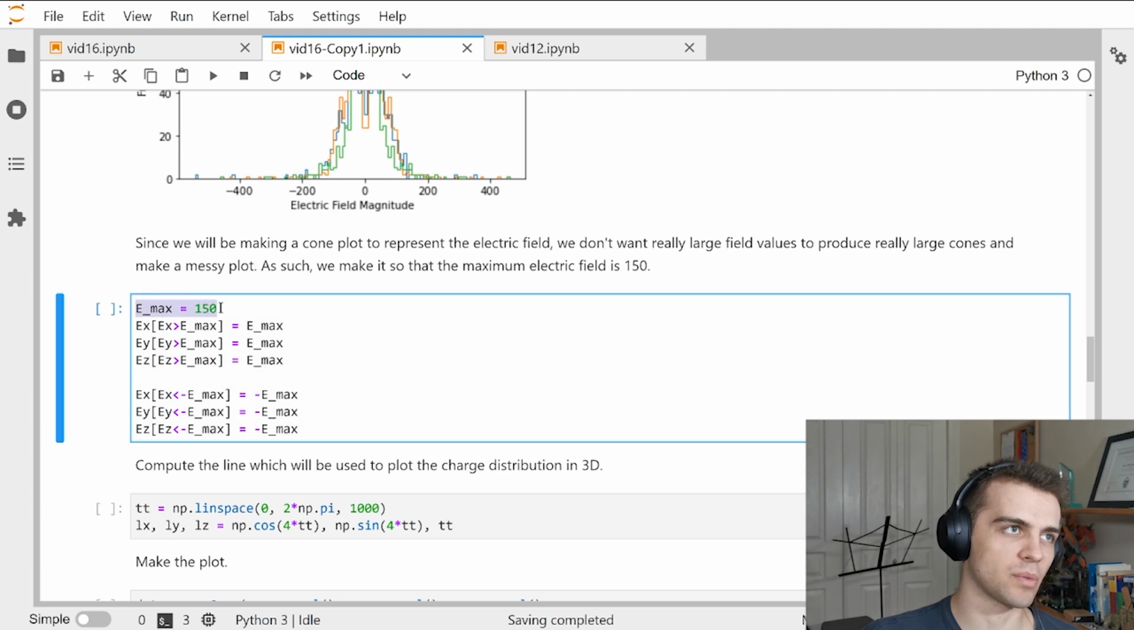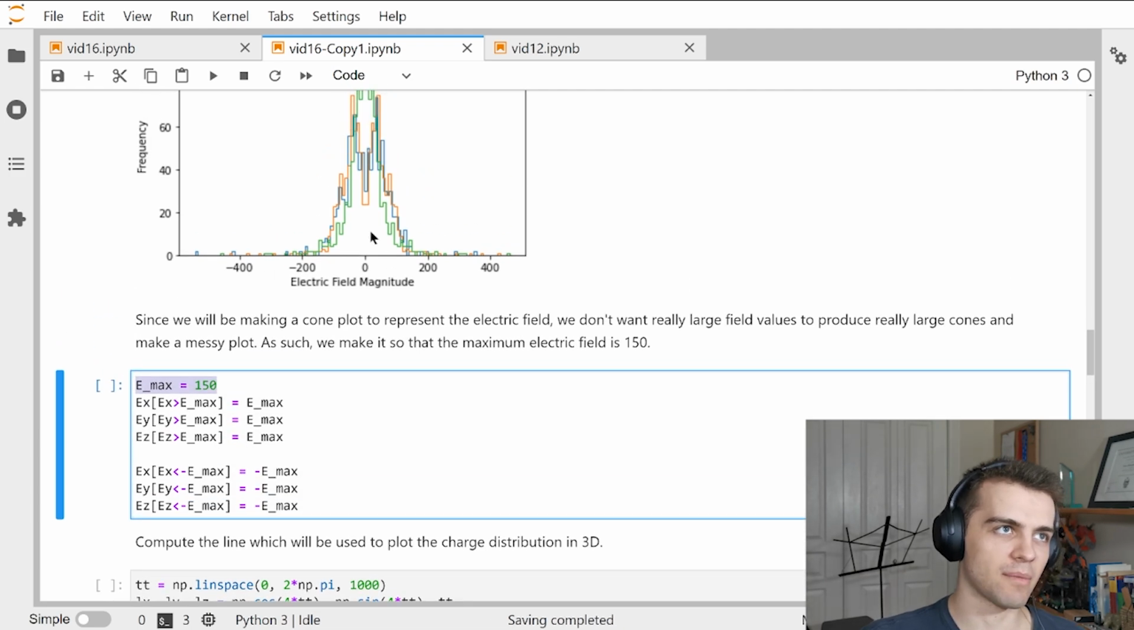So here I set Emax equal to 150. I don't want anything really bigger than that. Remember, it's all dimensionless. And anything that's bigger than 150, I set equal to 150. Anything that's less than negative 150, I set equal to negative 150.